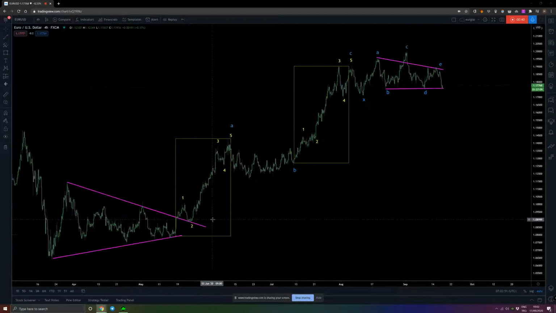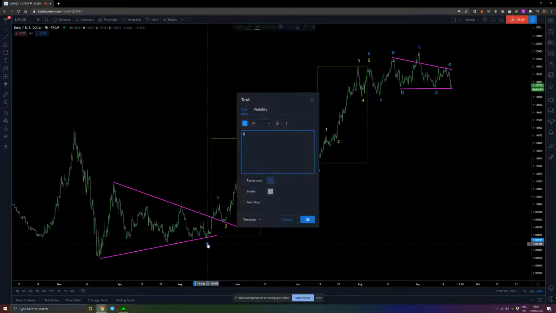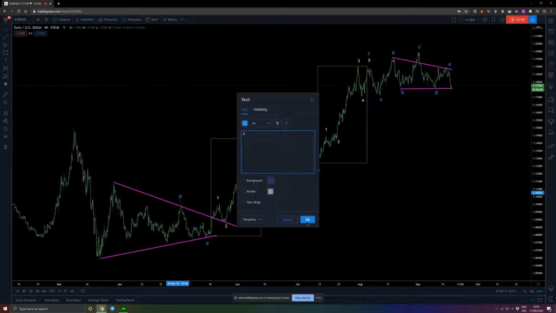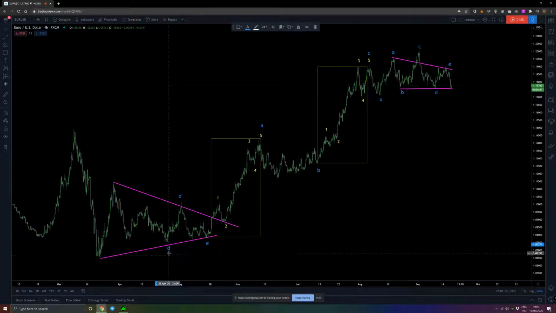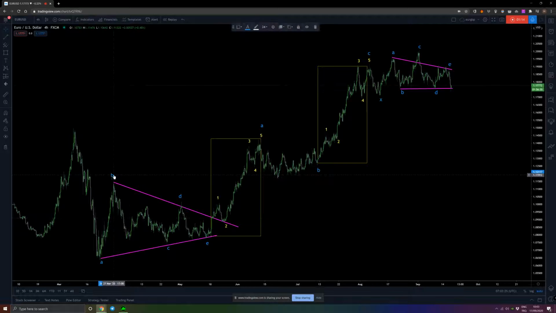Now, guys, we were thinking about the fact that there was this triangle finish something, okay, and then a move started. So this is the E wave, this was the D wave of the triangle, the C wave, wave A, and a wave B, and this was the X wave.